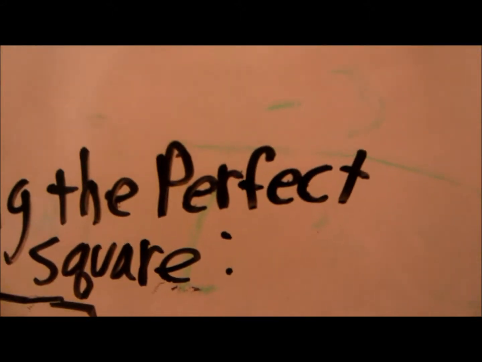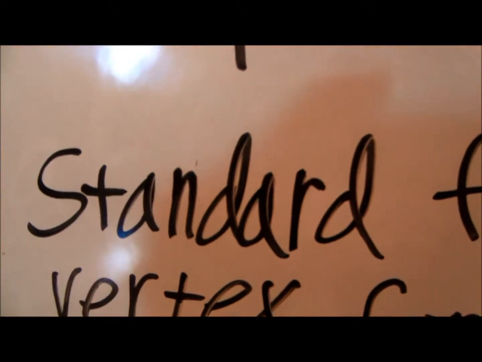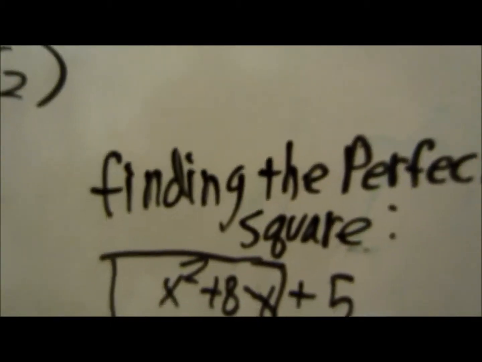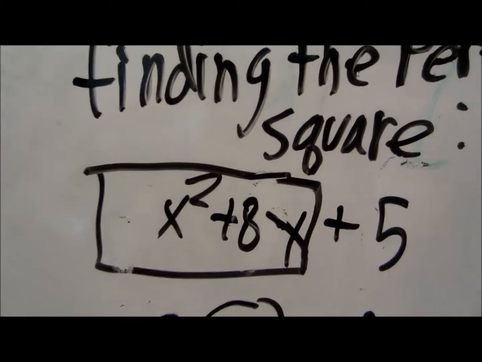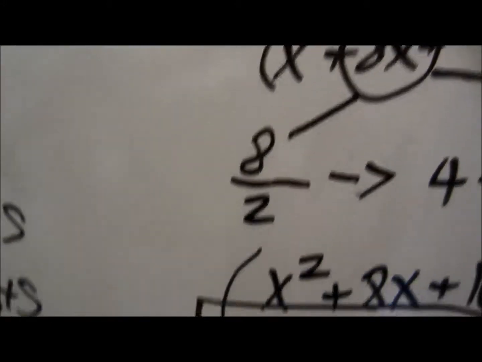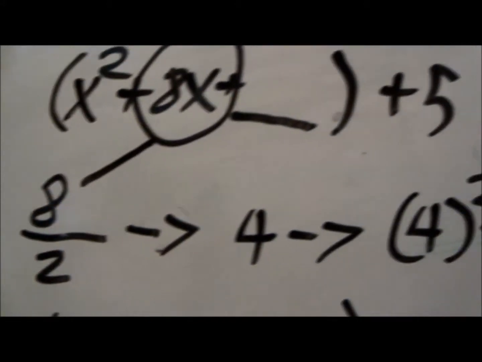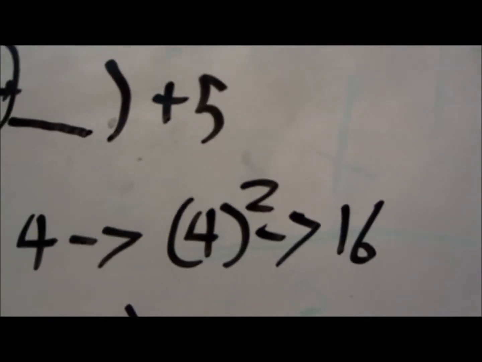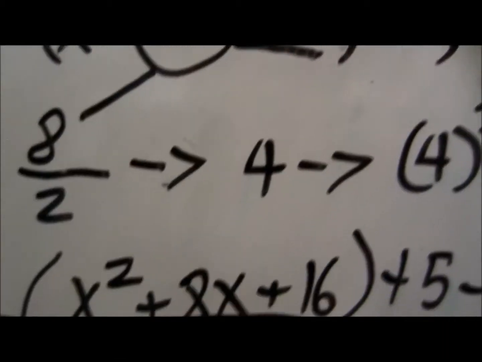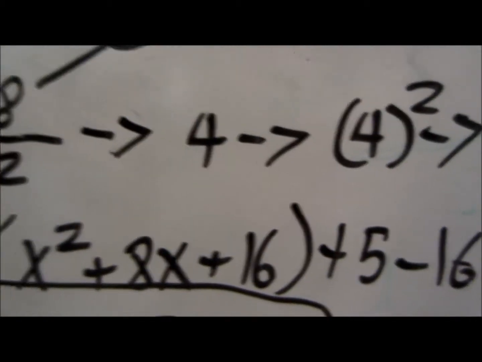Now you're wondering, how do I get standard form to vertex form? We have to do something called finding the perfect square. First we group the variables together. Then we take b and half it. Then we square it. Next, we add it to our parentheses group, and then subtract it outside the parentheses to make it equal.